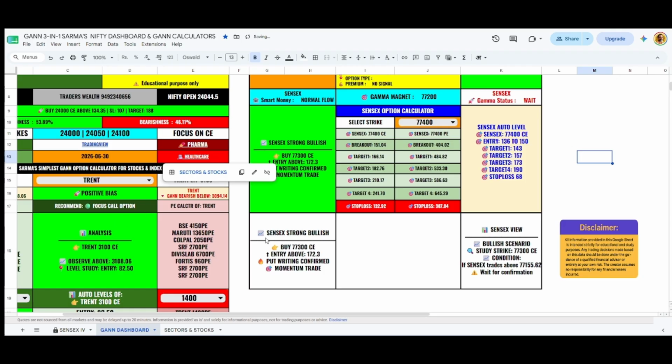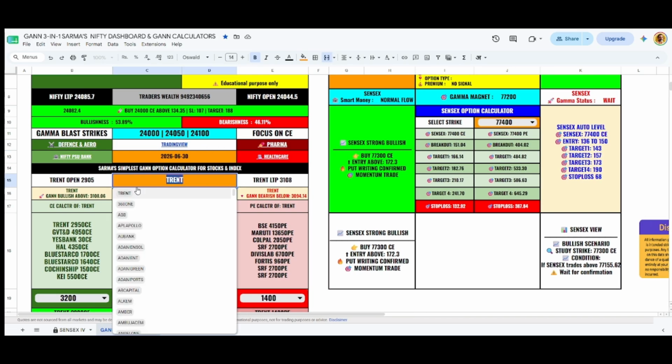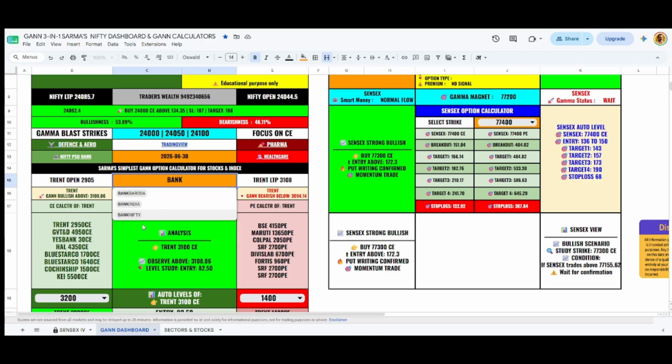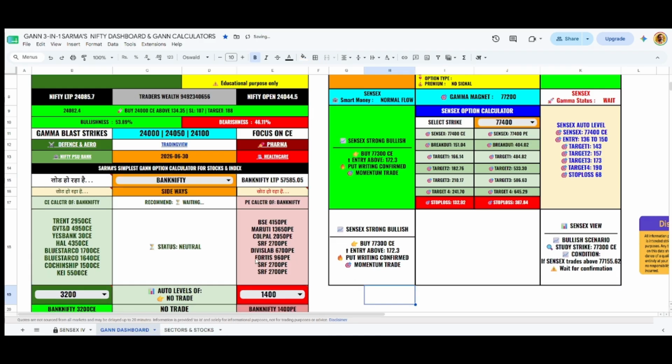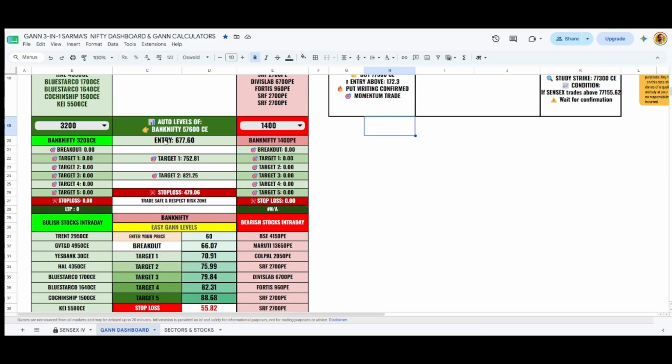Next, we have stocks, we have Nifty, we have Bank Nifty. Suppose you want to trade in Bank Nifty, I just select Bank Nifty over here, and immediately when I select Bank Nifty, it will let me know whether it is bullish or bearish. And if it is bullish, it suggests an auto recommendation of strike prices as well. Entry, target one, target two, and stop loss are given.